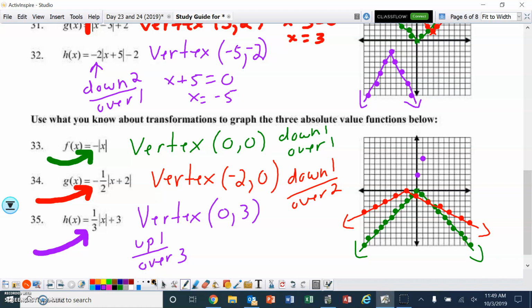Up 1 over 3. Up 1. Wait, I did that wrong. Up 1 over 3. Up 1 over 3. Up 1 over 3. All right. 1, 2, 3. All right, there we go. Draw the line through the dots. And there we have 1/3 times the absolute value of x plus 3. All right. That is the end of section 2.7.